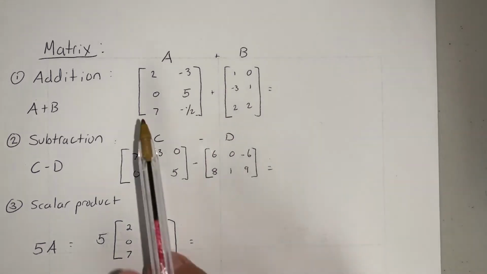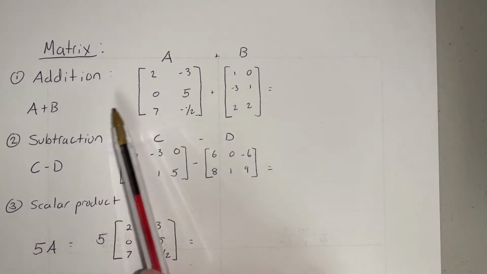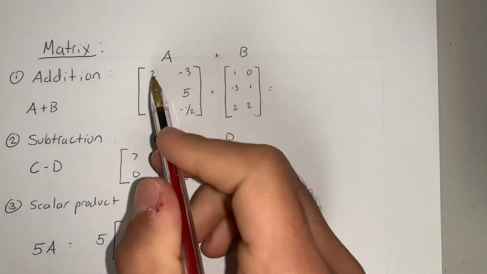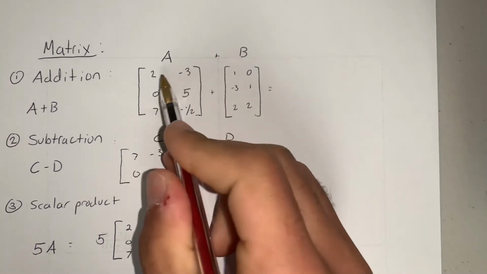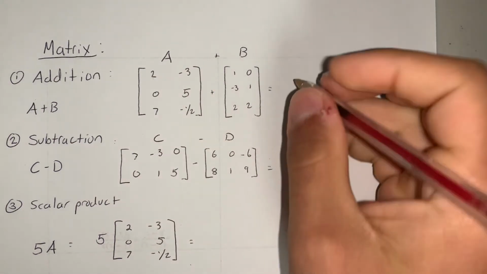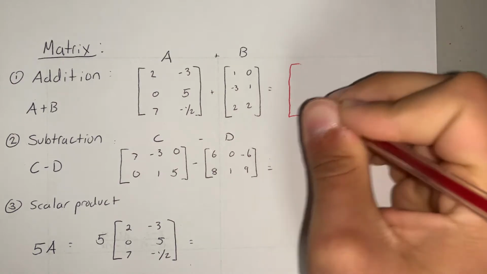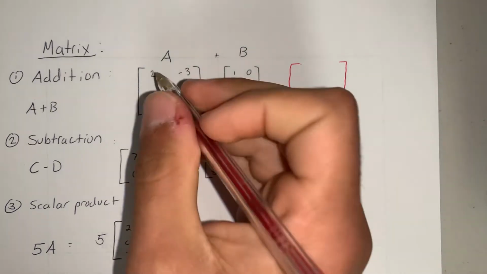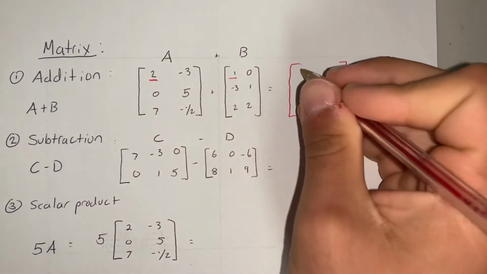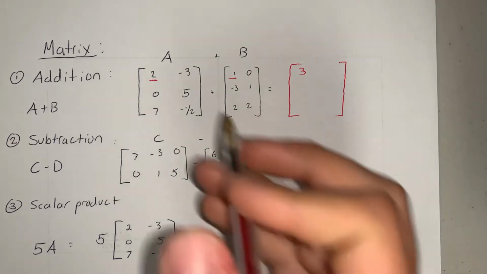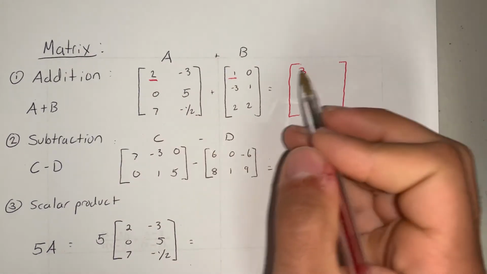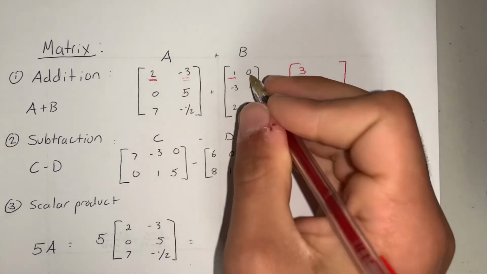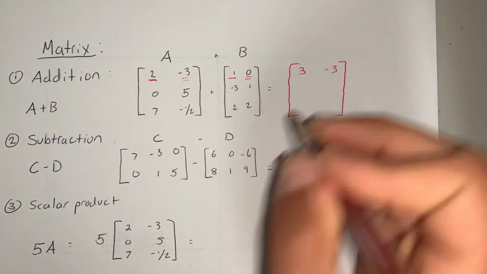So let's start with matrix addition. When we do matrix addition, all we're going to do is take each input in a matrix, corresponding inputs, and add them together. So if we have matrix A plus matrix B, we're going to take corresponding inputs, 2 plus 1, to give us 3. All we did is 2 plus 1 and put it into that place. Negative 3 plus 0 gives you negative 3.